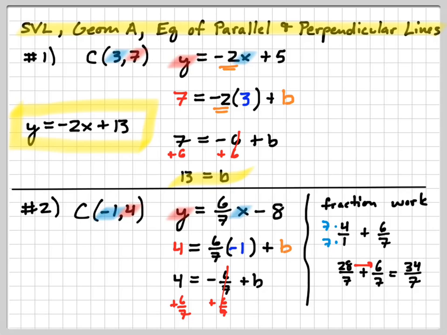Now I like it when my numbers cancel out and make whole numbers, but it doesn't always work that way, so you can just leave it like this. And I write my final equation, y equals 6/7 x plus 34 over 7. And I'm done.